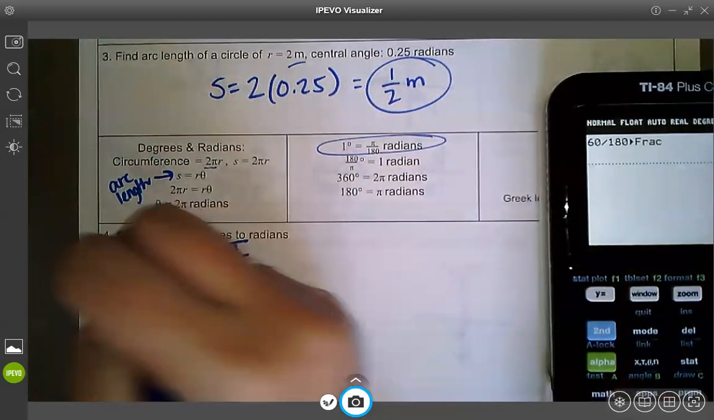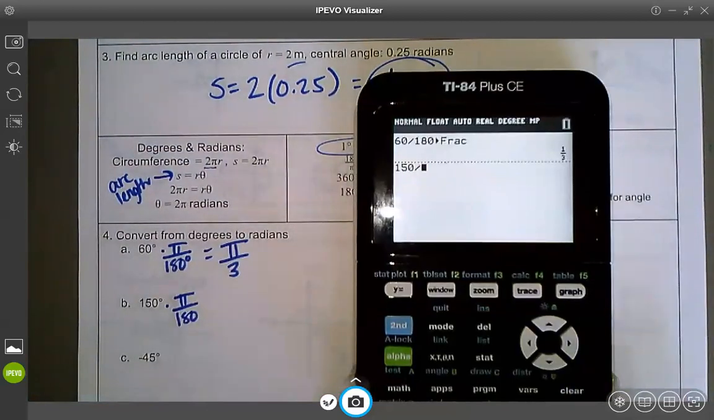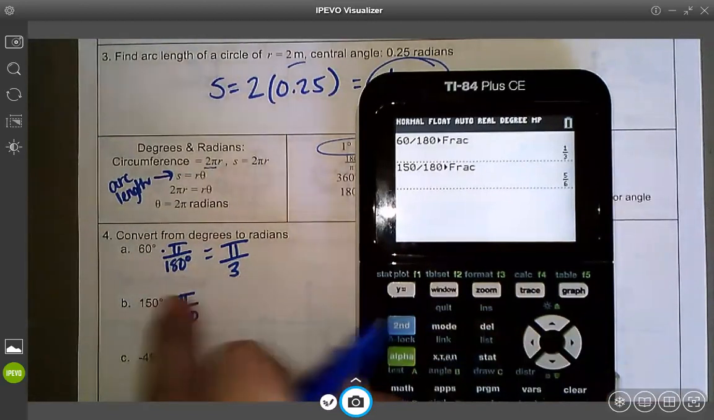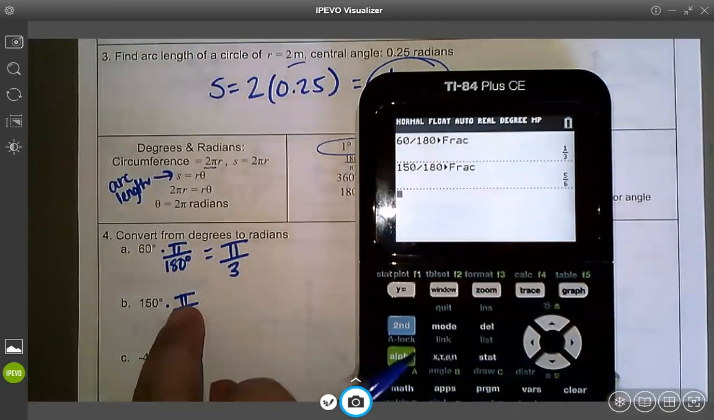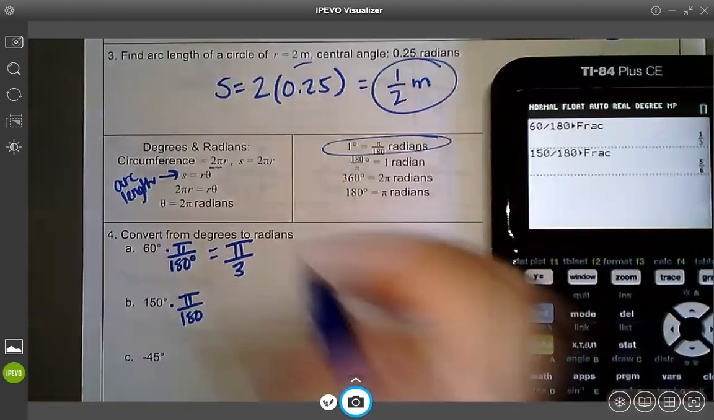150 degrees, you're doing the same thing, multiply by pi over 180. So I'm saying 150 divided by 180 in my calculator and simplifying that fraction. I still have my pi on my numerator, 5 pi over 6. The only thing I haven't done when I type this in is also multiply by pi. If you multiply by pi, it's irrational. The decimal's going to go on forever. It's not exact. We want exact measures.